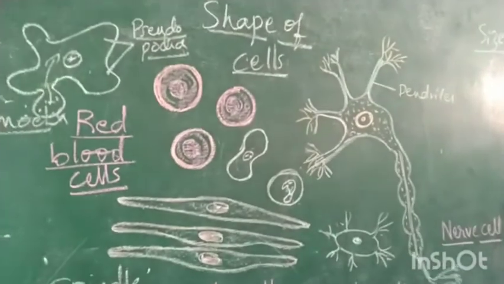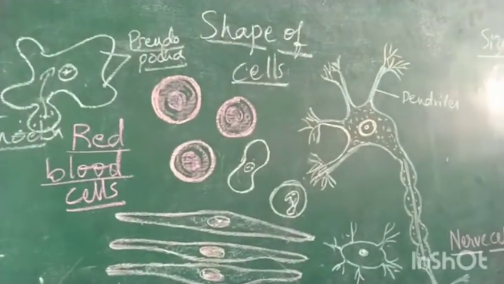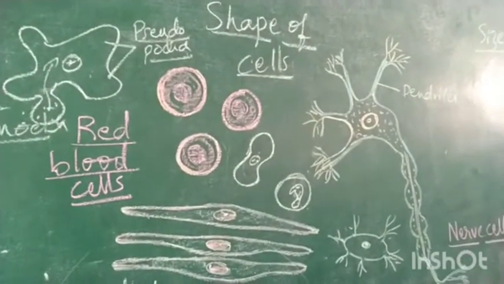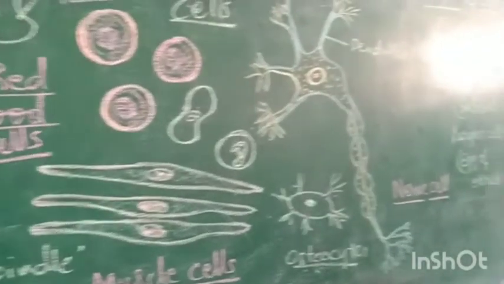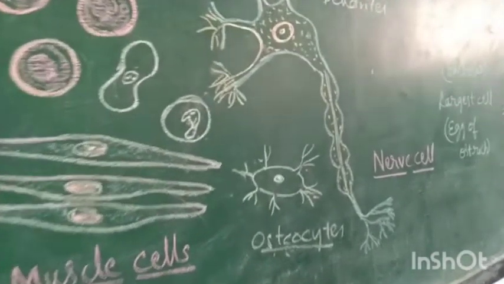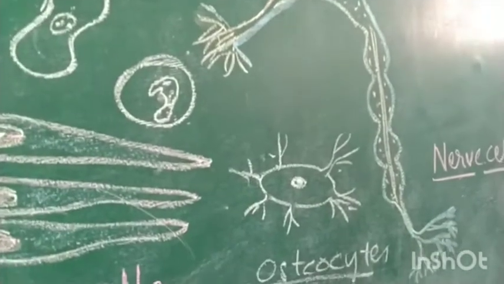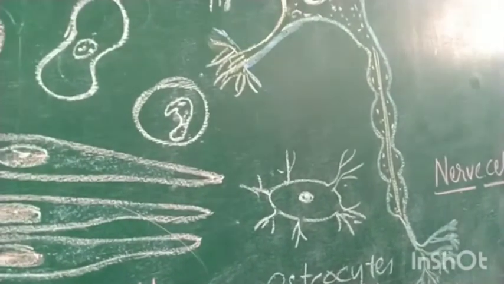Here you are seeing different shapes of the cells, where you are seeing red blood cells, muscle cells and nerve cell. Here is an osteocyte, which is a bone cell.